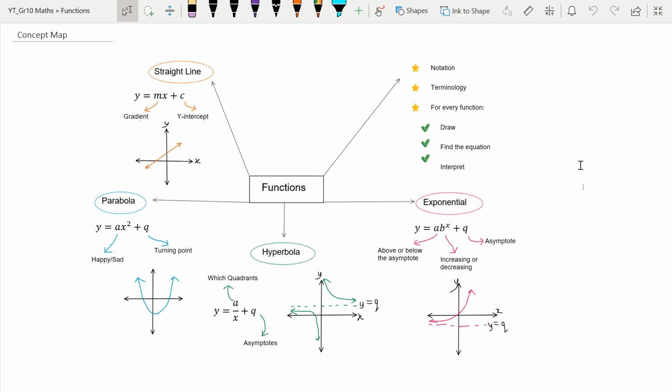Functions is so important. So I can't tell you what to do, but my suggestion would be that you invest some time into this section. And let's quickly work through this concept map of all the concepts that are part of this section.